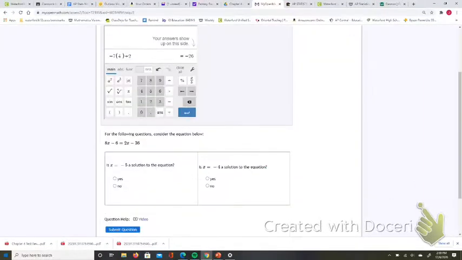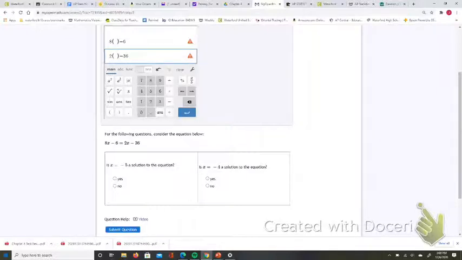Okay, number 2. Notice that my calculator still has the last equation, so I'm going to backspace out of there. This one's a little bit different. It says 8x minus 6 equals 2x minus 36. So in the calculator, we're going to type 8, parentheses, minus 6. That's the left side. Then we hit enter, and notice it gives us a new line to type in the calculator. We're going to type 2, parentheses, minus 36.